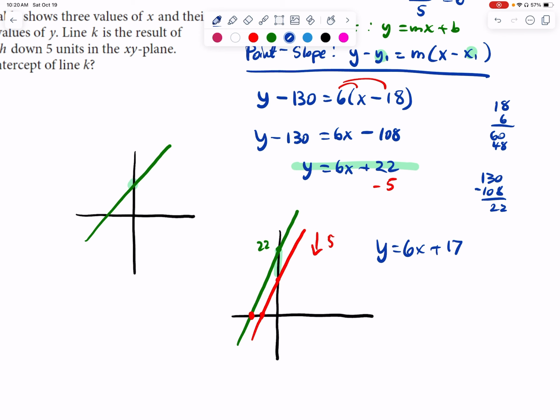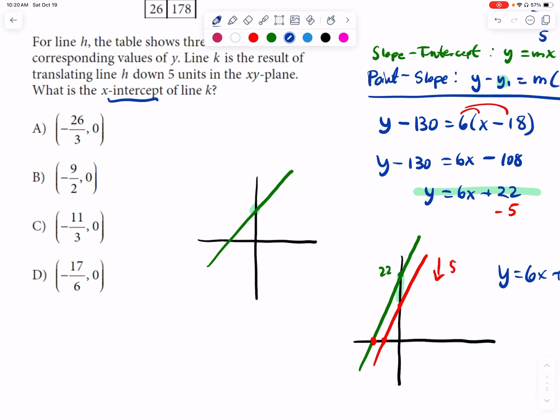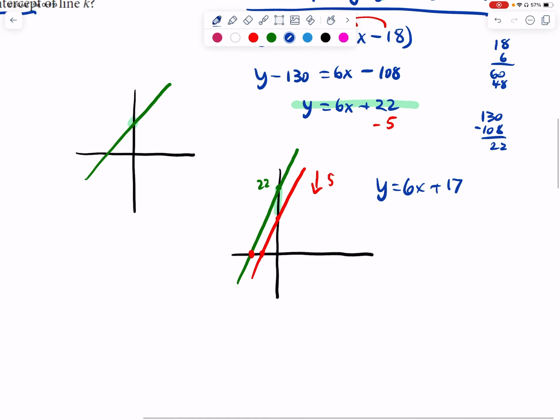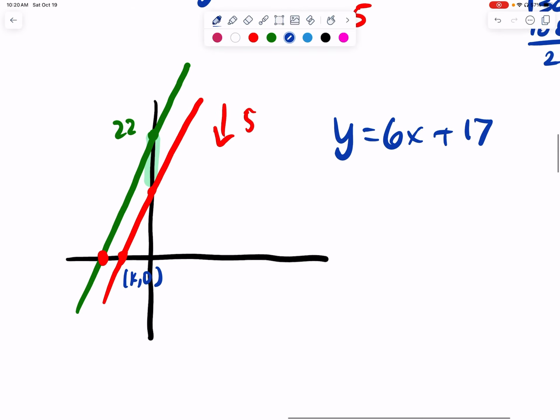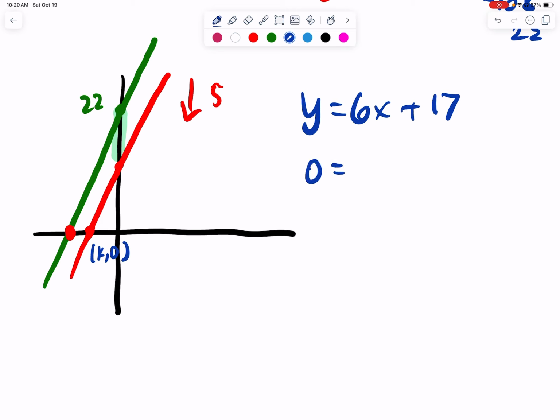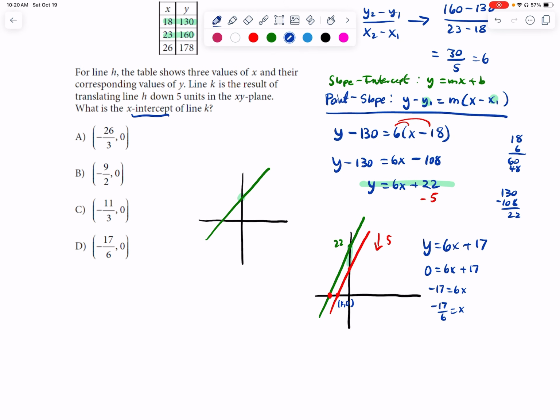Okay, and now what it's asking us to do is find the x-intercept of that line. So the x-intercept, whenever you graph a line or graph a point, if it's on the x-axis, its y-coordinate is equal to 0. So I just plug in a 0 for my y-coordinate, and I solve this thing for x. So 6x plus 17. I'll subtract that 17 over, so negative 17 is equal to 6x. Divide by my 6, and I get negative 17 over 6 is equal to my x-intercept. And you know what? That right there is answer choice D.